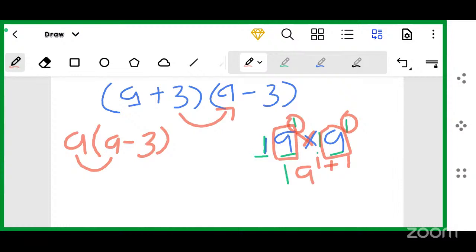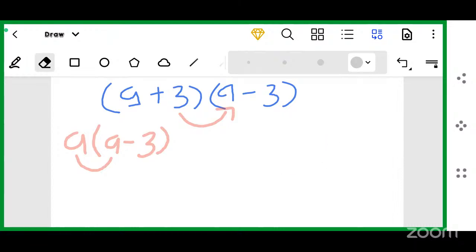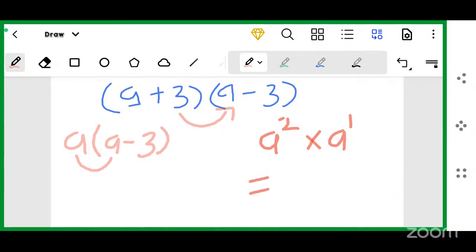Okay, so let me remove these. Let's say you have a to the power of 2 multiplied by a to the power of 1. What is going to be the final answer when you are multiplying a to the power of 2 by a to the power of 1? Ma'am, it's going to be 8 to the power of 2.